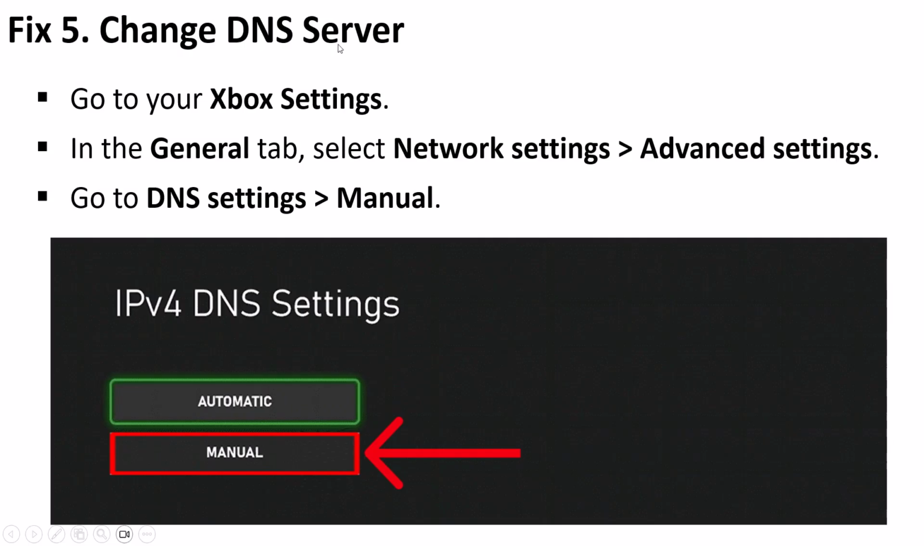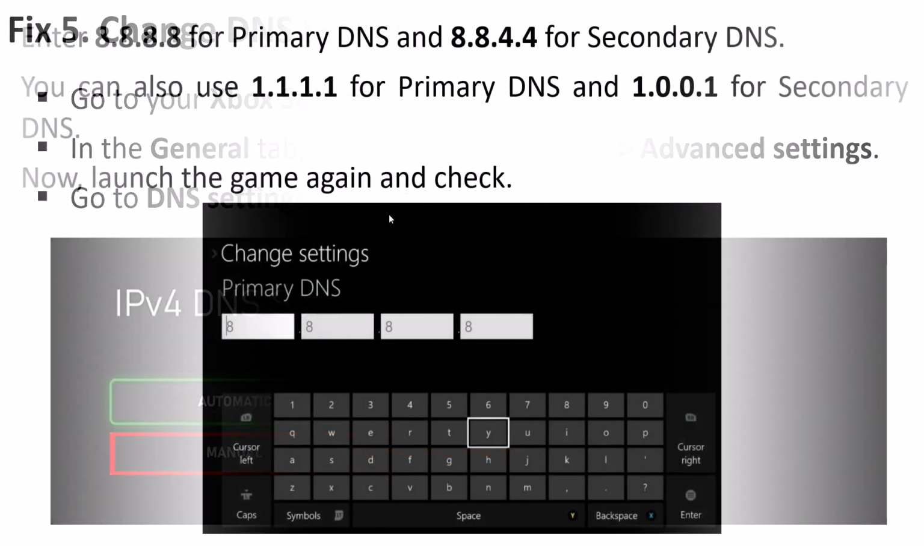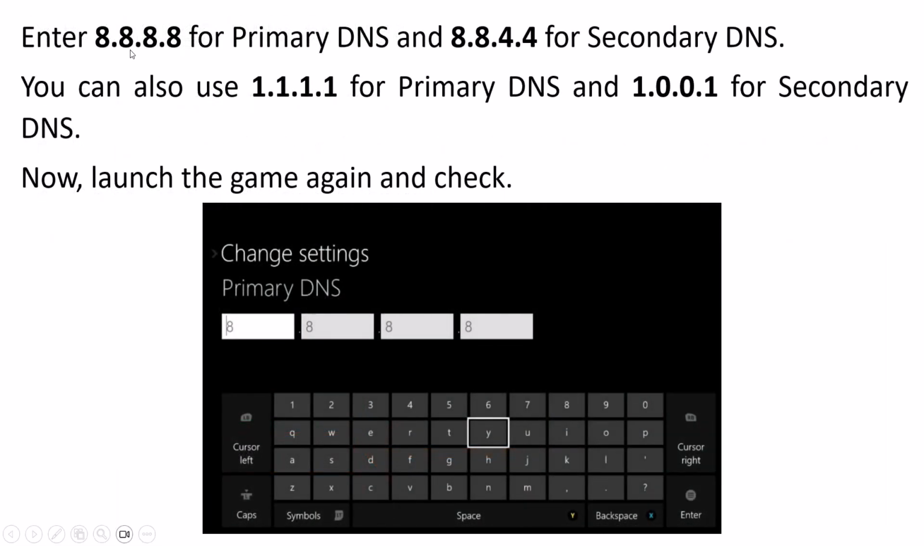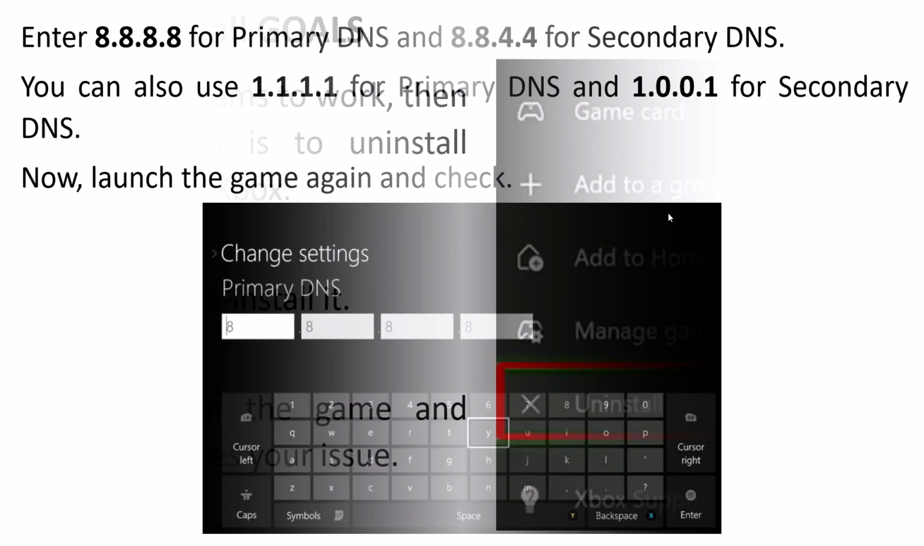Fix 5 is to change DNS server. So go to your Xbox settings, in the General tab select Network settings, Advanced settings, go to DNS settings, Manual. Now enter 8.8.8.8 for primary DNS and enter 8.8.4.4 for secondary DNS, then save it and then launch the game and check. If that doesn't help, then repeat the process and this time in the primary DNS enter 1.1.1.1 and in secondary DNS enter 1.0.0.1 and then save it and then again relaunch the game and check.